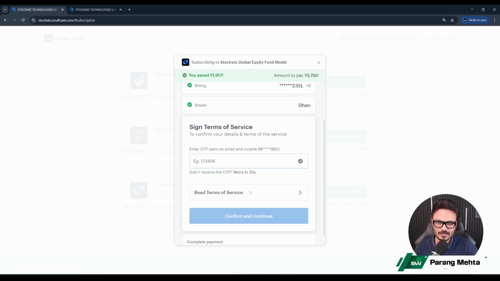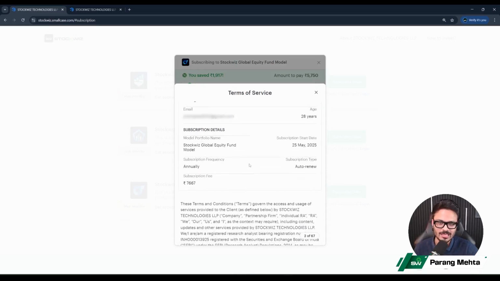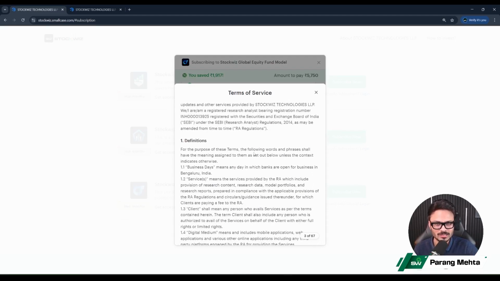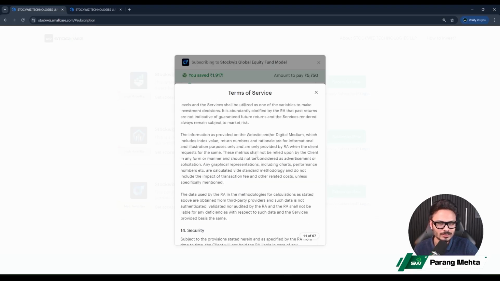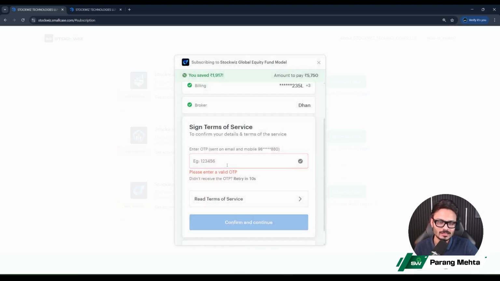This terms of service document, if I click on read the document, will show me the SEBI registration number, the name of the research analyst who is going to be managing it, what the fees are, and all the other terms and conditions which are required as per SEBI guidelines. And this is basically just going to be auto signed by you. Now, since I can regenerate my OTP, I will try to do that.